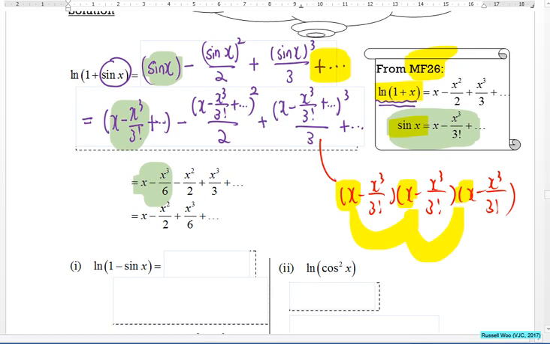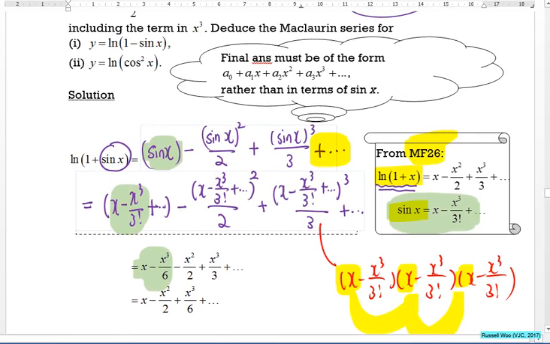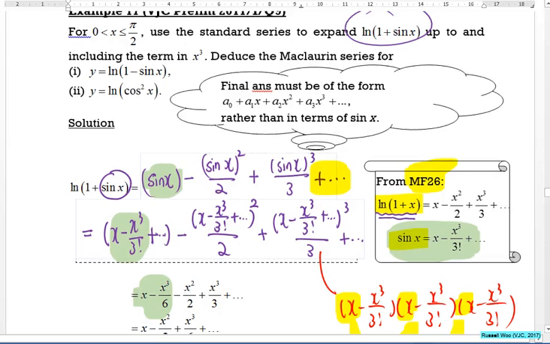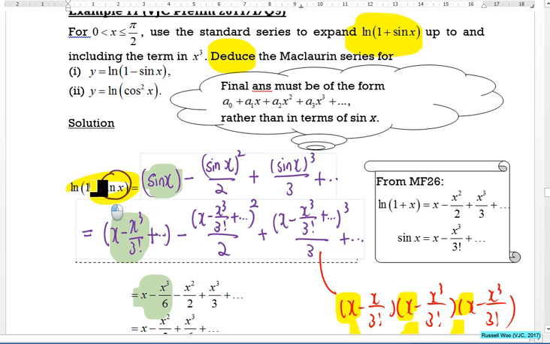Next part. Deduce the Maclaurin series for ln(1 minus sin x). Many of us, as I go through tutorials in class, I realize that some of us actually don't quite follow instruction. The word is deduce. I'm going to erase some highlighting bits, just to be clear. The key word here is deduce. Deduce means use this answer. Use this to deduce this.